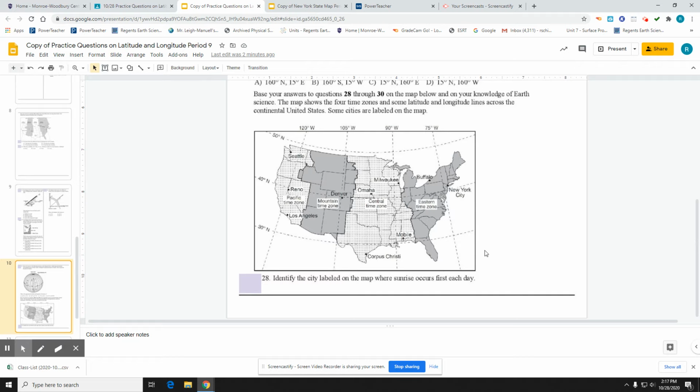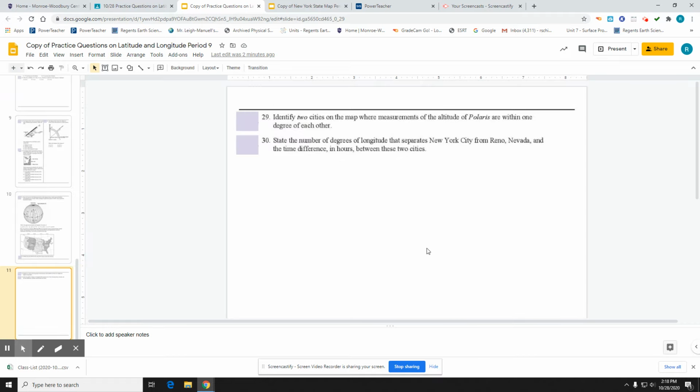Okay. Identify the city labeled on the map where sunrise occurs first each day. And since our time gets less as we go to the west, the later time would be New York City. So New York City would get the sunrise first, and then as the day goes by, the sun rises in Buffalo, and then Mobile, and Milwaukee, and so on. It starts moving towards the west.